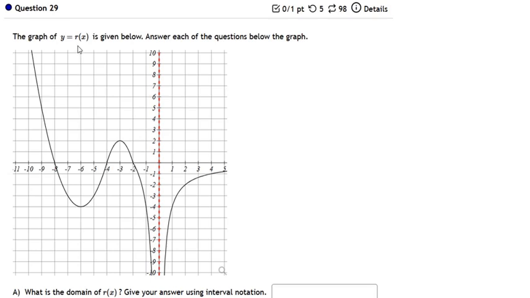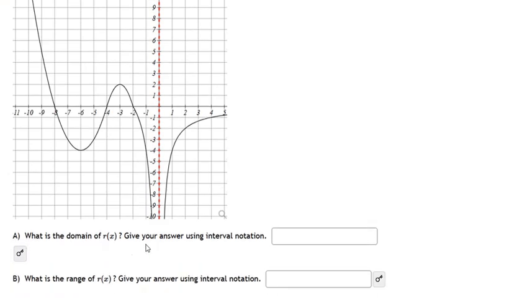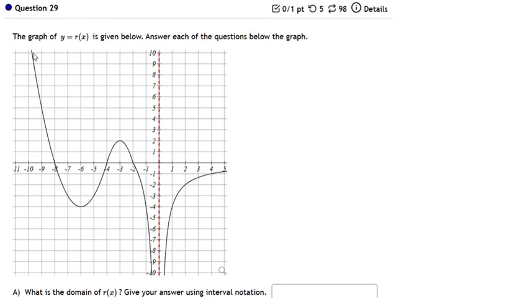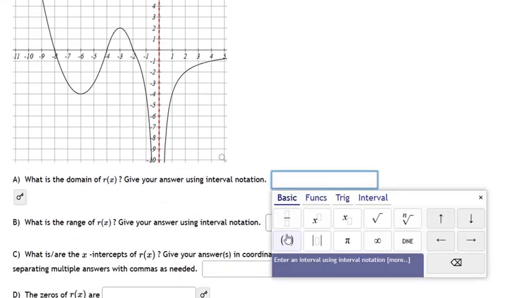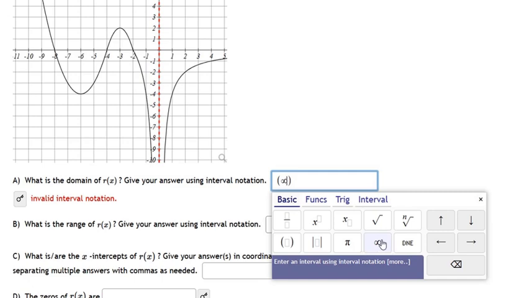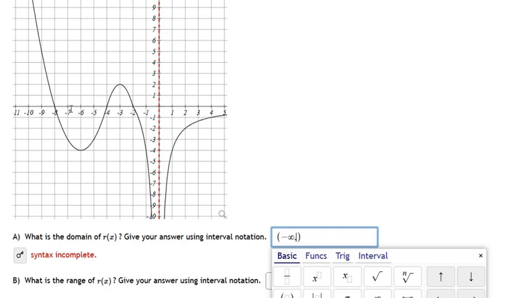So this is the function r of x. They're asking for the domain. The domain are all the possible x values. So since this line is curved, or it's somewhat diagonal, it's going up and to the left, we'll assume it goes from negative infinity. So parentheses, negative infinity, comma, and then we want that's the smallest value possible. It's not really a value, we never reach it, but that's as small as we can go.